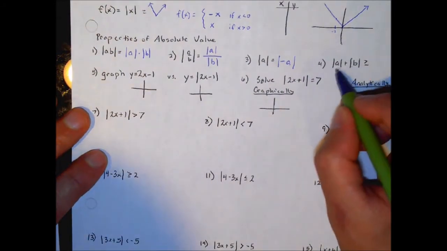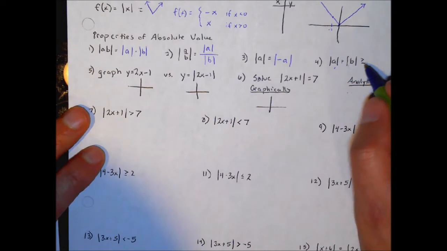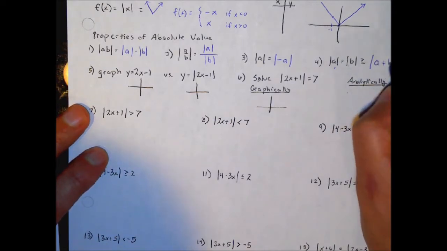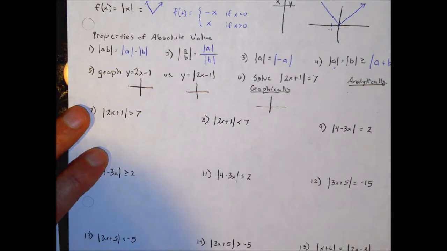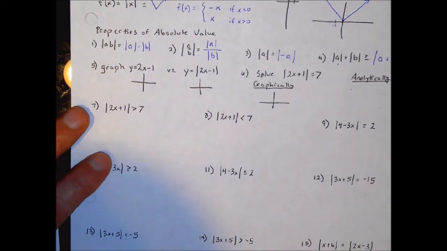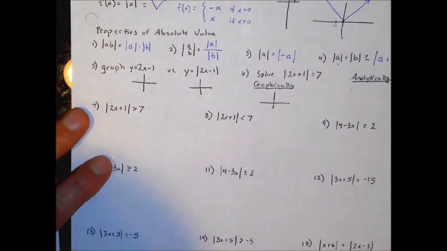Also, the absolute value of a plus the absolute value of b is always going to be greater than or equal to the absolute value of a plus b, like this. Just some things to think through. Plug some numbers into those and see if they make sense to you as you do them.